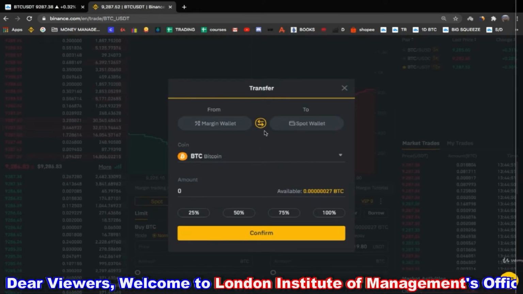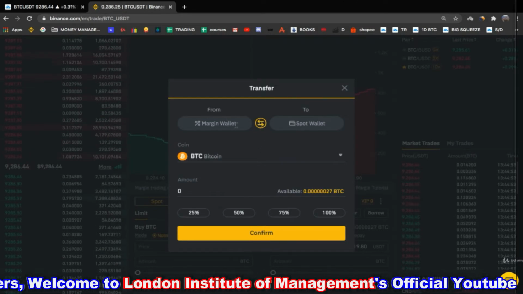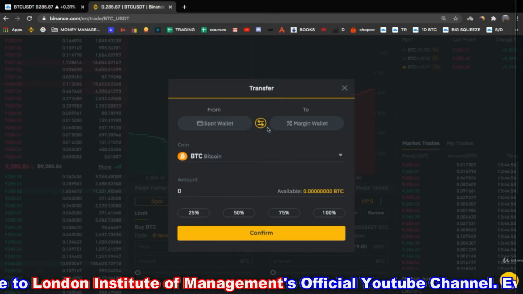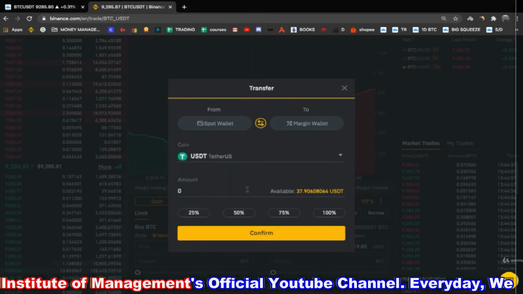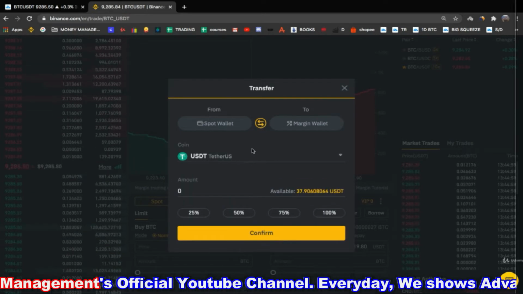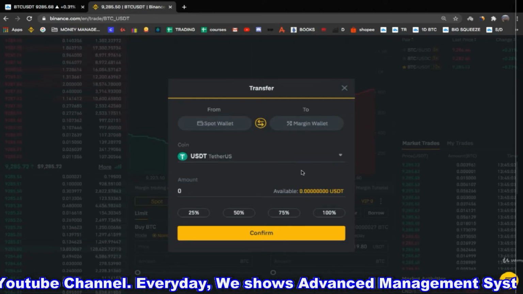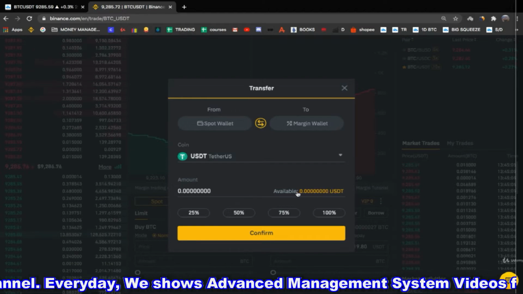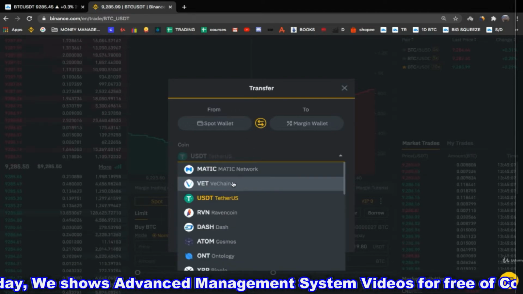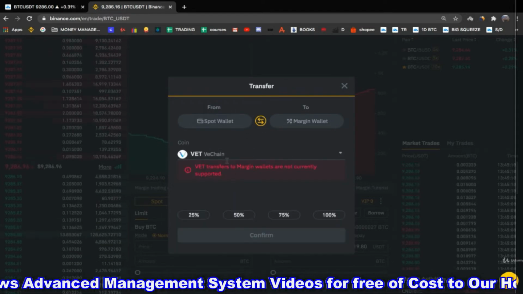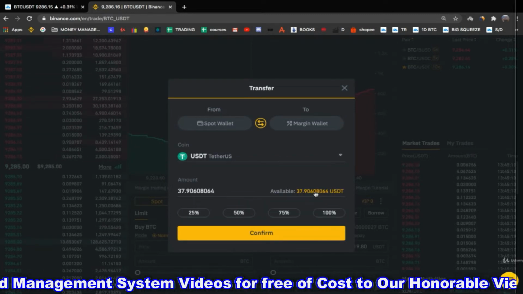This is what you are going to do in reality. I just did it the opposite side to put some money in there. So now you will pick the coin that you want to transfer from spot wallet to margin wallet. Simply to exchange it, click here. Available from spot wallet. Let's see why it's not showing now. Let's put it again. Okay, available.